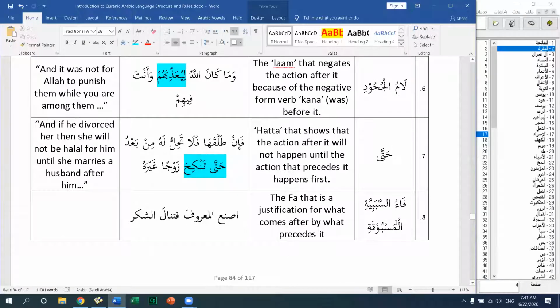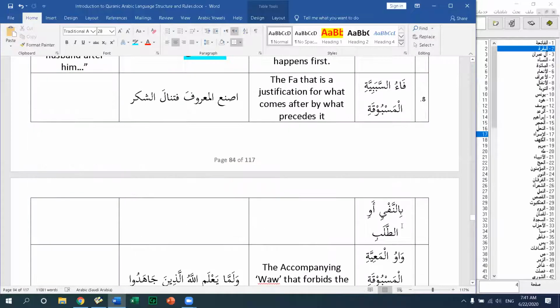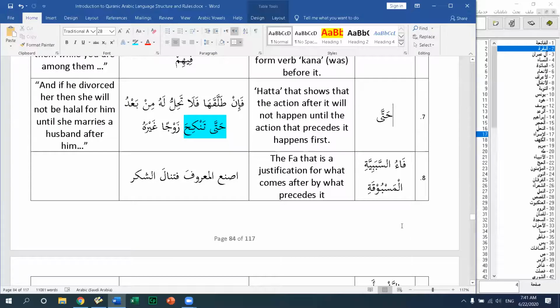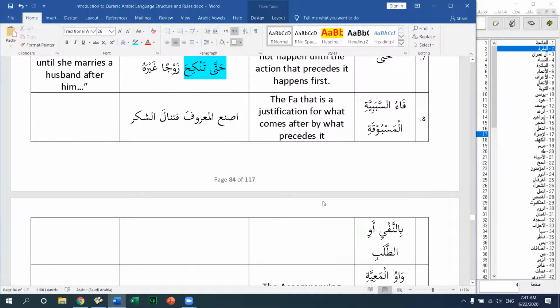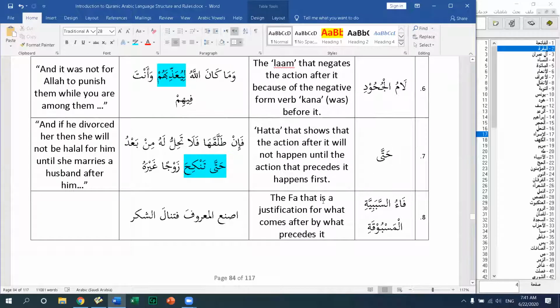The 8th example, فاء السببية المسبوقة بالنفي أو الطلب. The fa that is a justification for what comes after by what precedes it. Let me explain that. So اصنع المعروف. Let me put in the vowel for this, make it easy for you guys. اصنع.